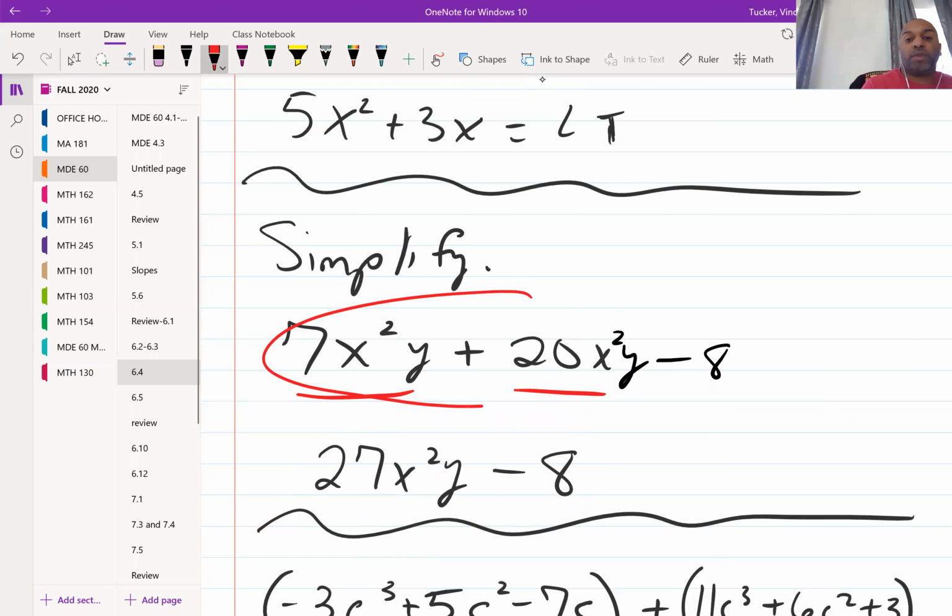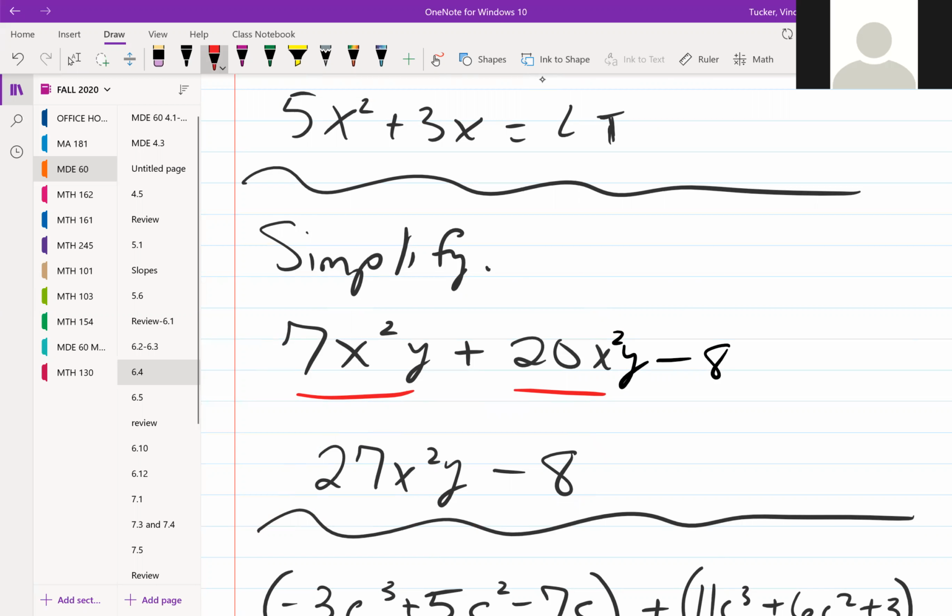Well, we added 20 and 7. Okay, so once you do the like terms, you don't do anything else with the minus 8 is what I'm asking. Right. Okay, got it.